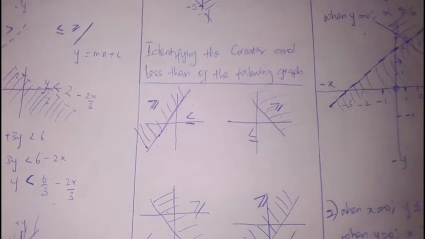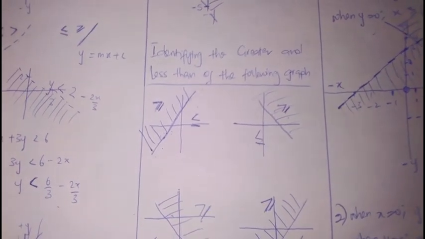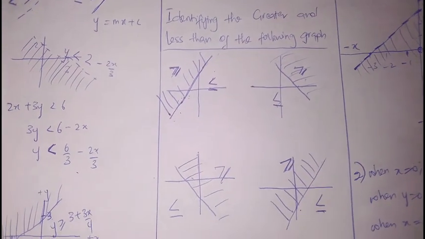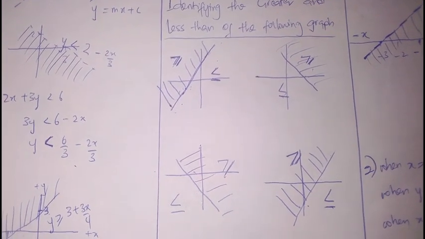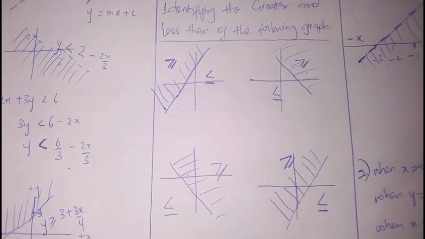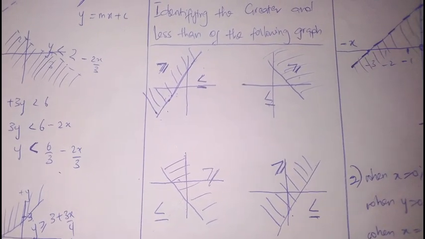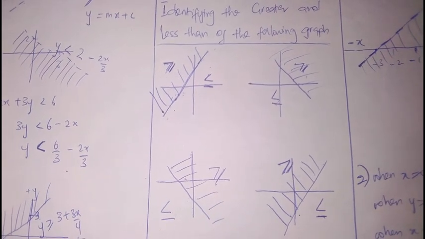Looking at identifying the greater and less than of the following graphs. Now, looking at these graphs, you can see that we have 4 linear graphs. These are all linear graphs. Why? Because it includes only x and y axis. Now, it's including our x and y axis.